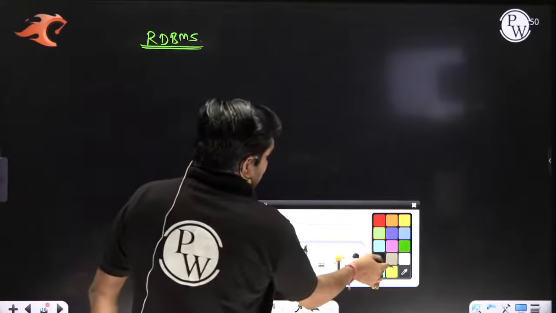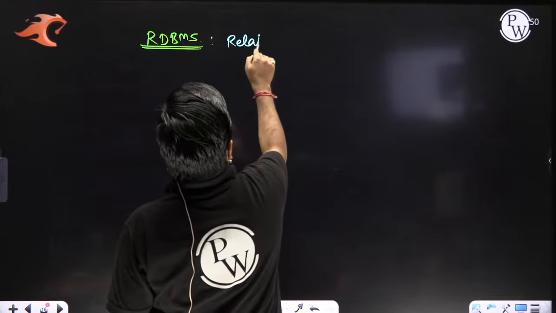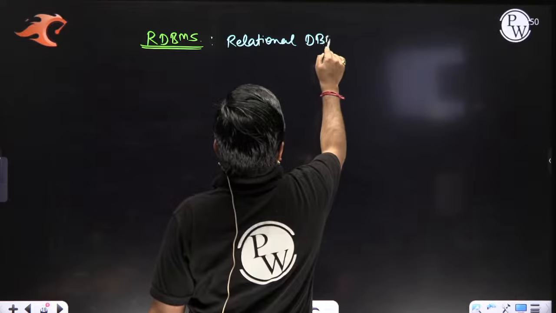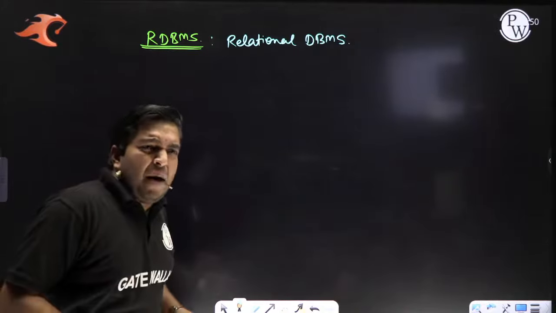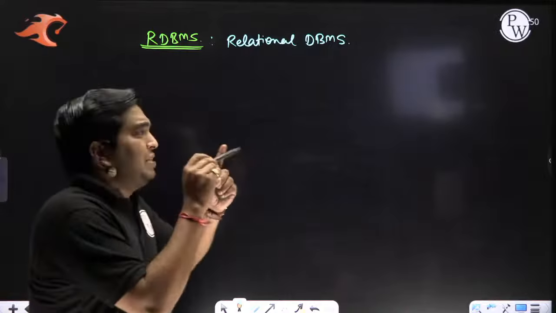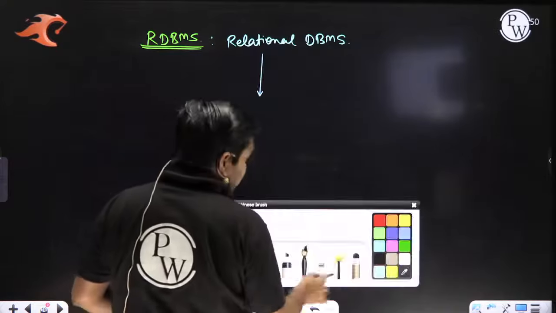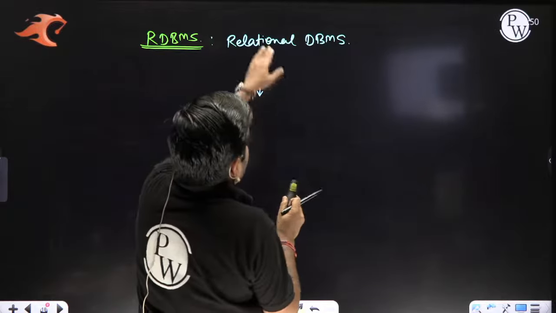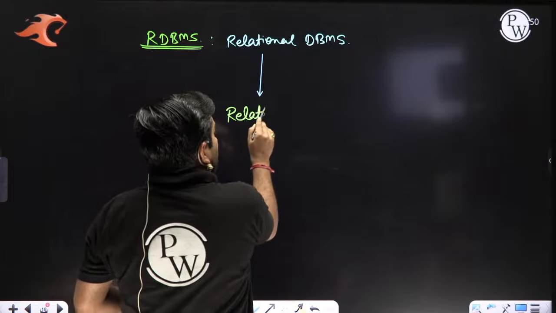RDBMS is nothing but a relational database management system. It is a system in which the database is represented in the form of tables, that is, in the form of relations.